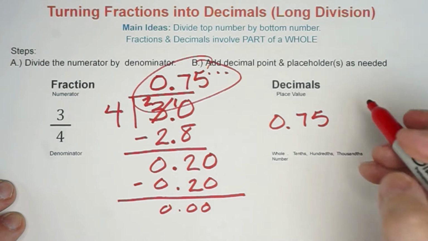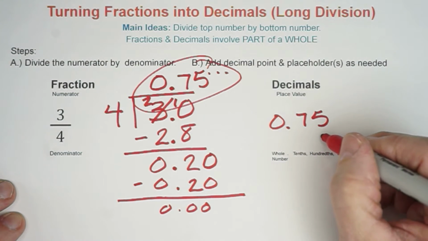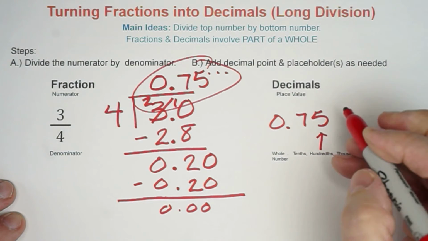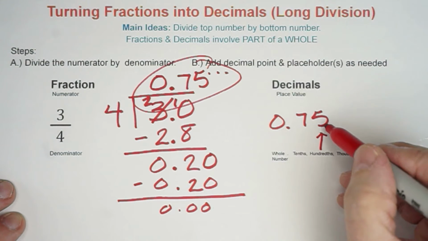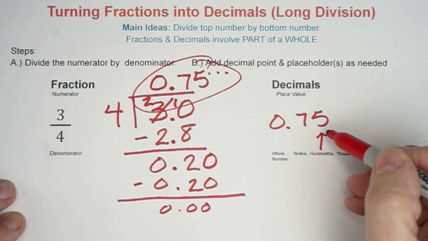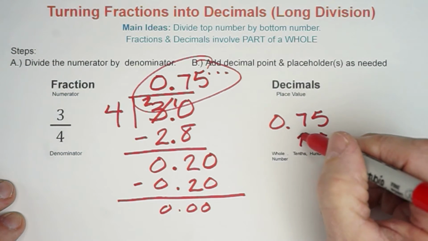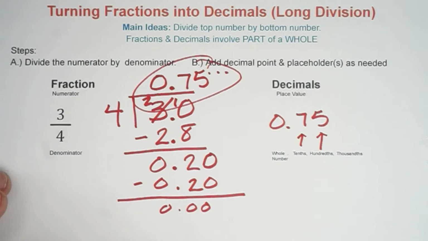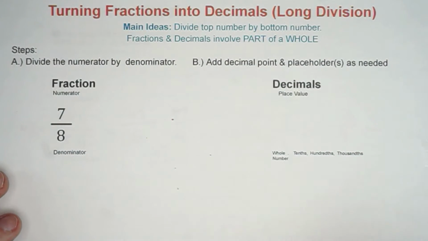75 hundredths. The reason why we say hundredths is, see how that 5 ends in the hundredths place value? So the rule is that you say the name of the place value that you end with. And this 7, of course, is in the tenths. Okay, one more. Let's try a 3-digit one, okay?